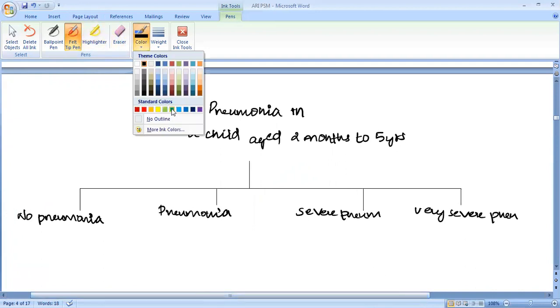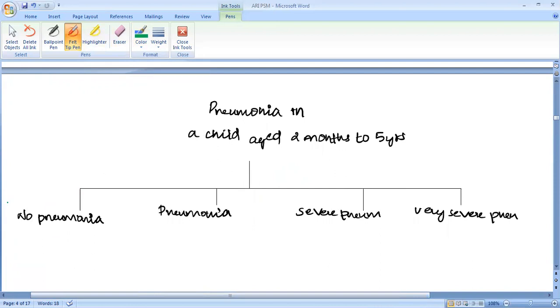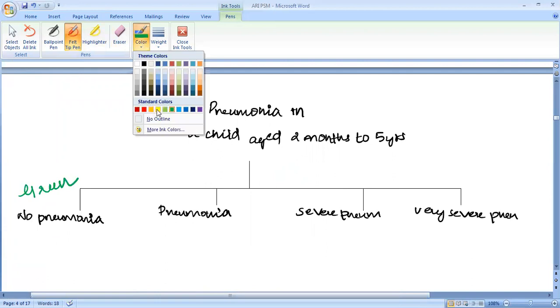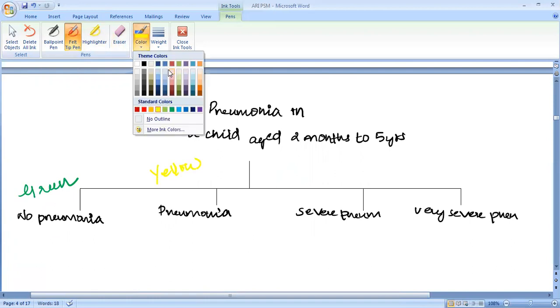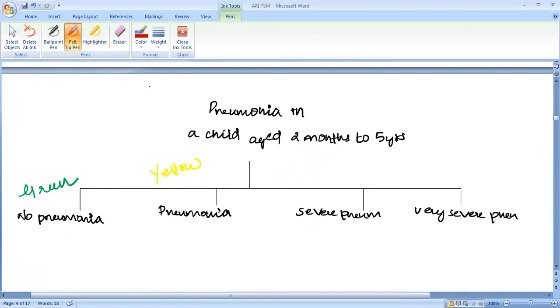And there is a color code. A color label has been established. If this patient is having no pneumonia, it is labeled as green. If this patient is having pneumonia, it is labeled as yellow. In severe pneumonia or very severe pneumonia, we label both these cases as pink. So this is the color label used for this categorization of pneumonia.